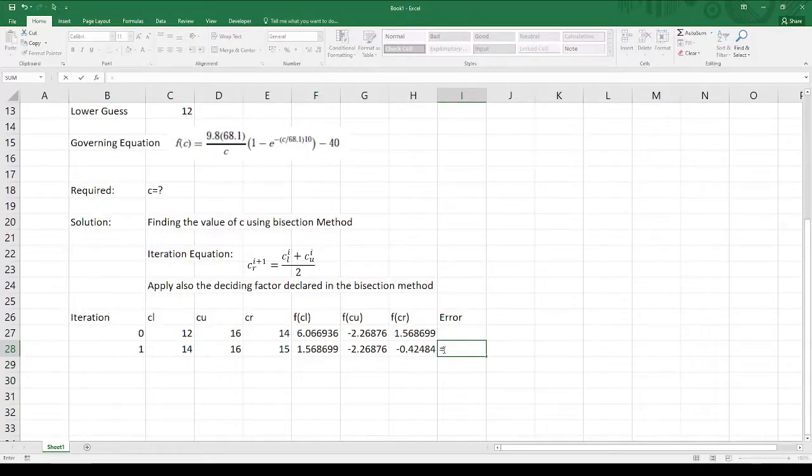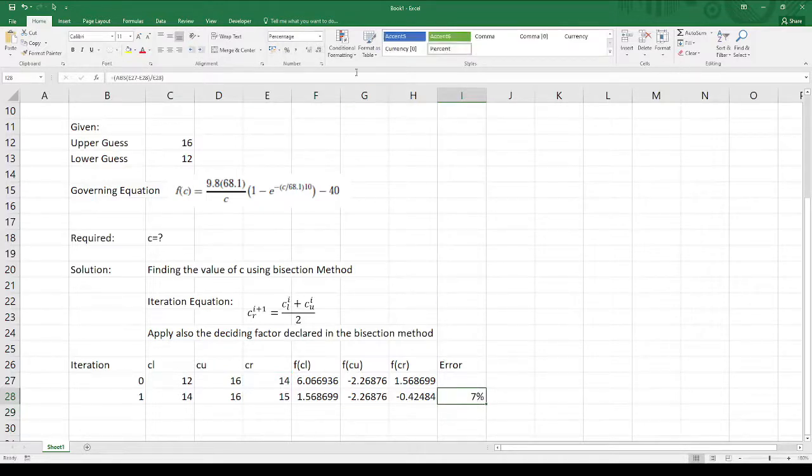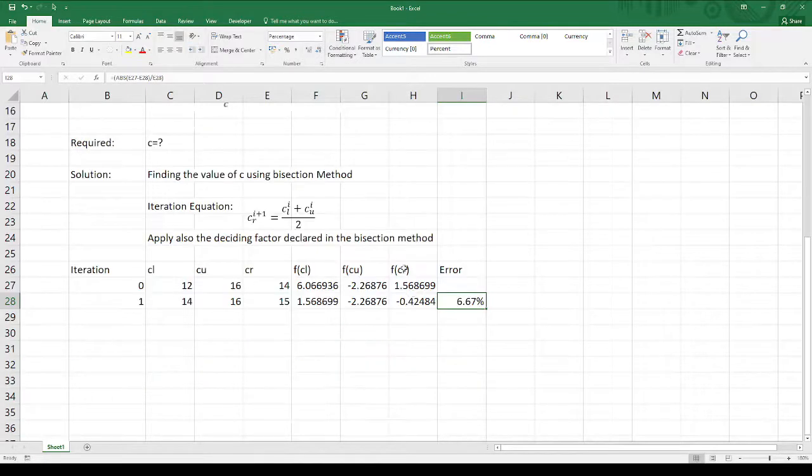And for this situation we will be just using relative error. So that would be for CR, the difference of this. So you take the absolute value of the difference of this one and this one, then divided by the new value that you solved, which is this one. Then make it a percentage, so that is 6.67.